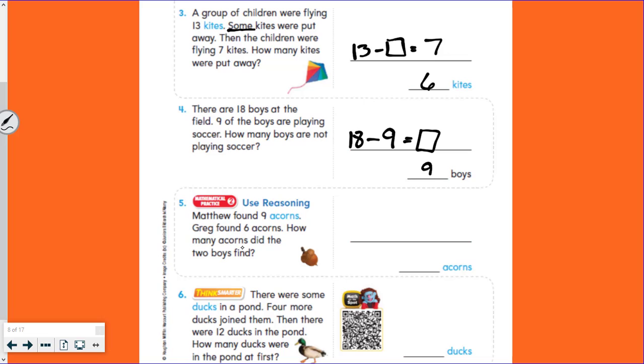Pause your video and do it, and then we'll check it together. Okay, so Matthew found 9. And then Greg found 6, right? We're finding how many they found all together. And so 9 plus 6 equals 15. So they found 15 acorns. And actually I made a mistake. This is supposed to be a square because that's the missing number. We didn't know how many they found till we added them together.